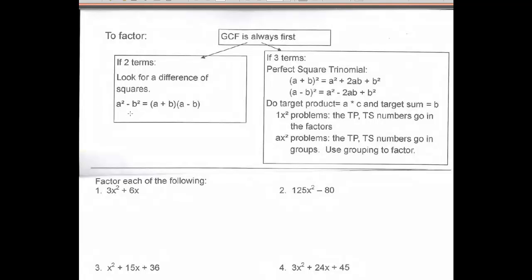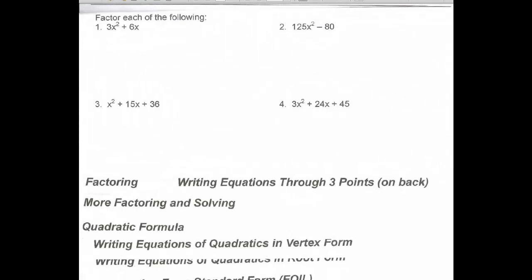If you have two terms after you take out the GCF, look and see if it's a difference of squares. If it's not, then we go over here to three terms. If it's three terms, look to see if it's a perfect square trinomial. And if it's not a perfect square trinomial, then we do target product, target sum. Factor each of the following.